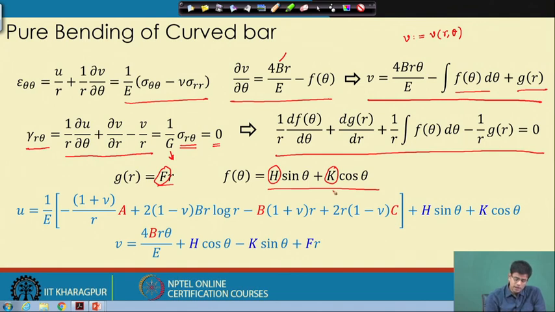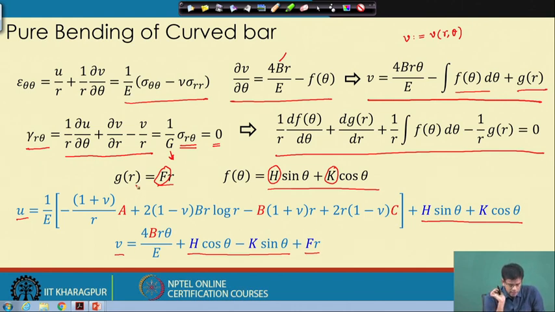Now with these functions of this form, f r, f theta and g r, we can write u and v. So, u becomes this, and then this is f theta. So, f theta is h sin theta plus k cos theta, and v becomes this plus integral f theta d theta, which is h cos theta minus k sin theta, and f r, which is g r.